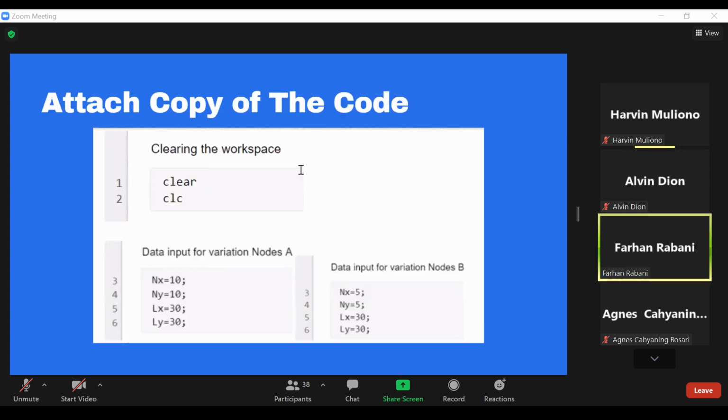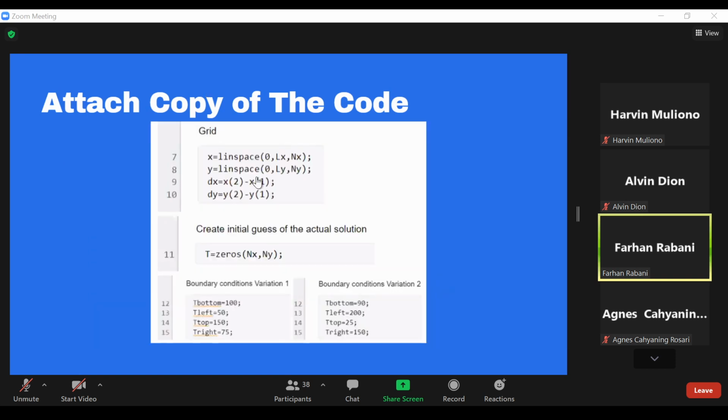Okay, this is the code that we use in MATLAB. The first section is where we clear the workspace. This is done so that when we rerun the code over and over, the workspace is not overloaded. The second section is where we input the data that depends on the variation of the nodes, NX and NY, 10 times 10 or 5 by 5. LX and LY are the lengths of the plate that we analyze.